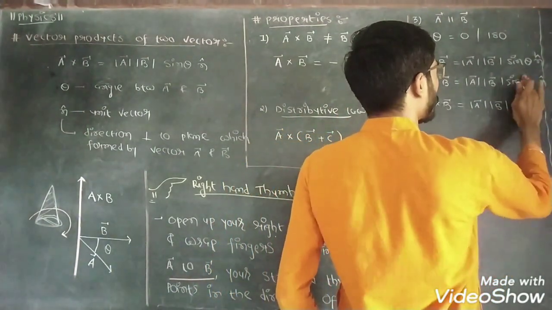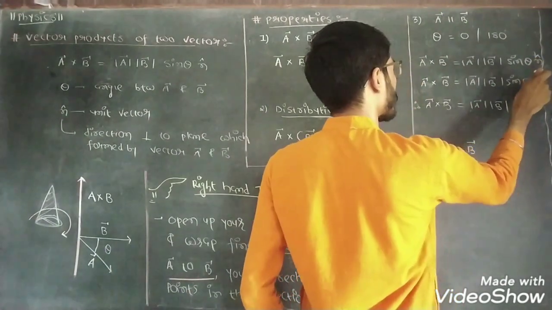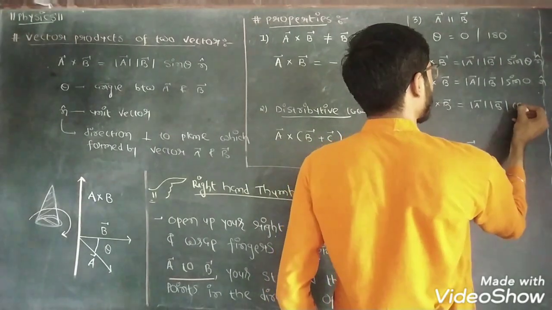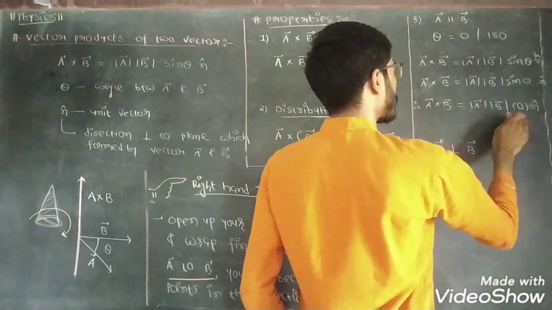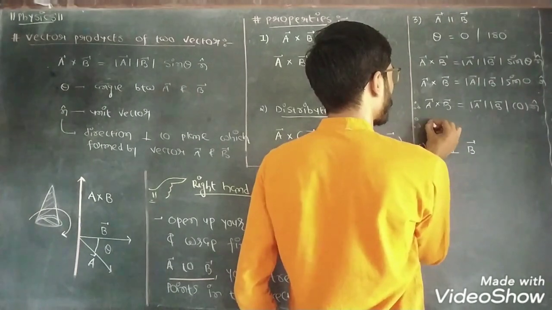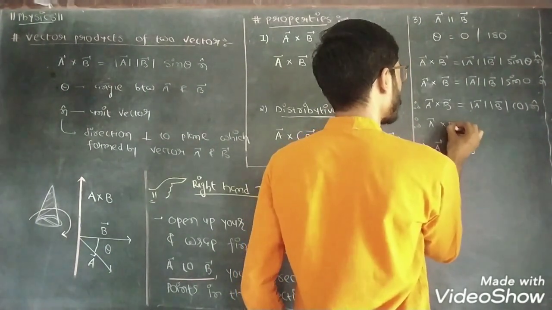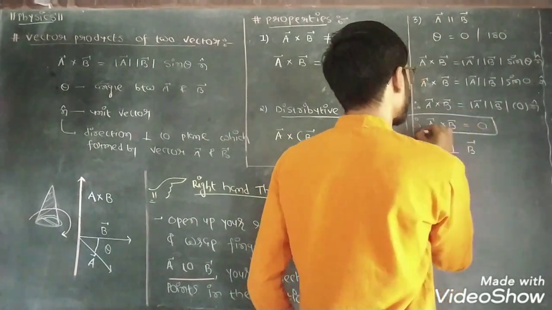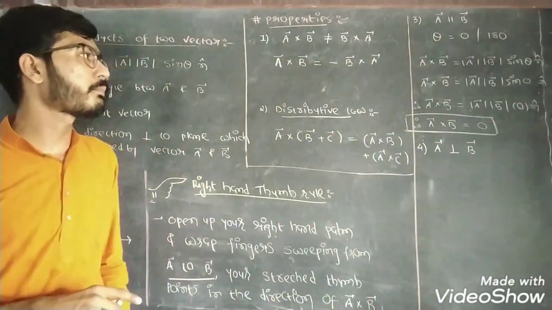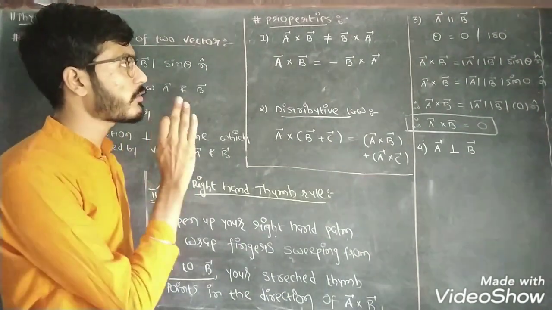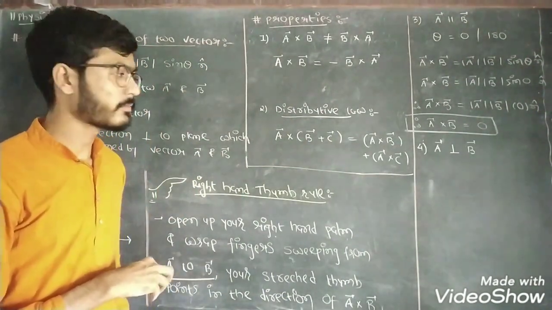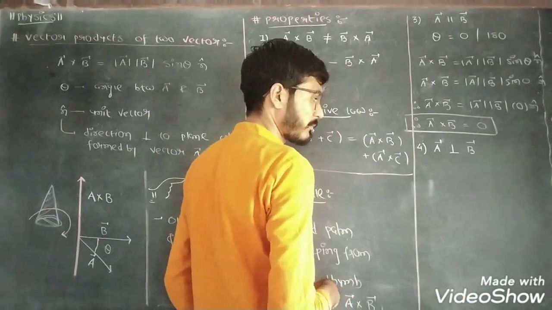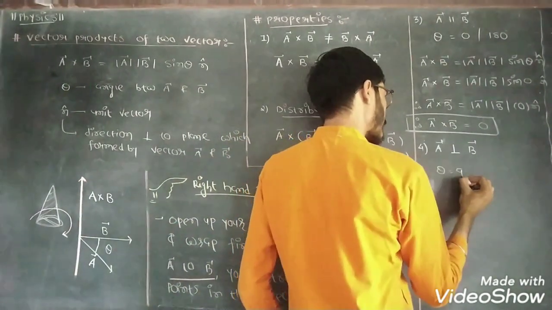Okay, suppose here we assume that our angle is 0 degree. So the value of sin 0 is 0. So 0 into n caret, 0 into anything, our answer is 0. So A cross B is equal to 0. So we can say that if two vectors are parallel to each other, then the vector product of them is always 0.